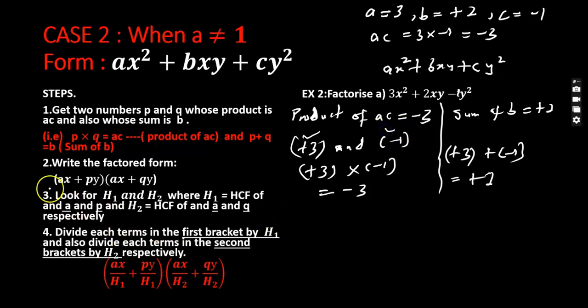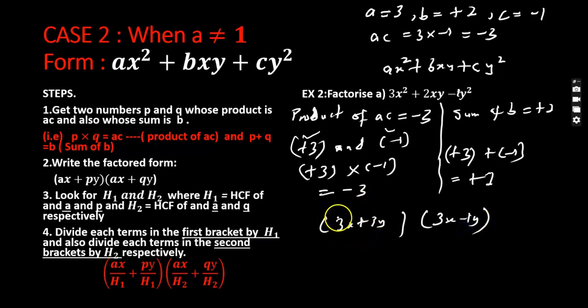So what is the factor form? AX plus PY, AX plus QY. Since I have 3x squared here, you just open a bracket, write 3x, close the bracket, open another bracket, 3x, close bracket. So what are the P and Q? Plus 3, then minus 1. Don't forget the second variable. Our second variable is y. So plus 3y minus 1y.